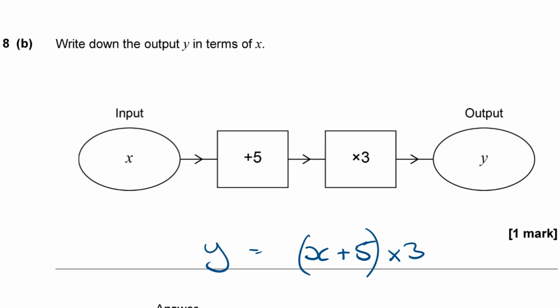So we can either write like that in brackets, or an even neater way of writing it would be to write the 3 at the front here. So it's 3 lots of x plus 5. So like I say, you can either write it like that, or you can write it with the times 3 at the end, but you must have the brackets in. Okay, I'm going to leave it in the slightly neater form like that.